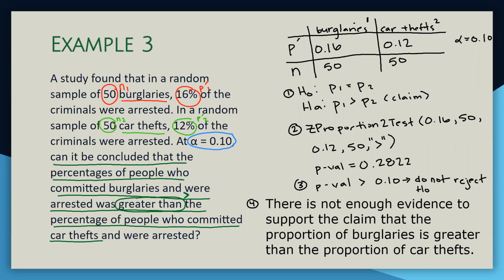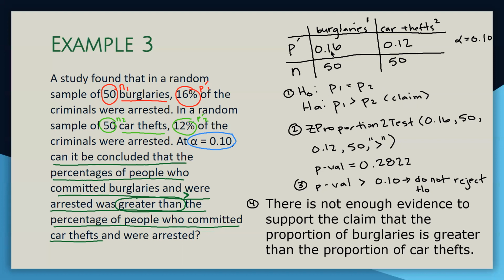You can see I went through color-coded. Sample 1 is the burglaries. Sample 2 is the car thefts. I know my alpha is 0.1, and I'm very clearly performing a hypothesis test because it's asking me, can it be concluded? So we're testing a claim, and it uses the key phrase greater than. Burglaries are greater than car thefts. So sample 1 is greater than sample 2. You can see that becomes our alternative hypothesis, P1 greater than P2, labeled as our claim. Our null is the equality.